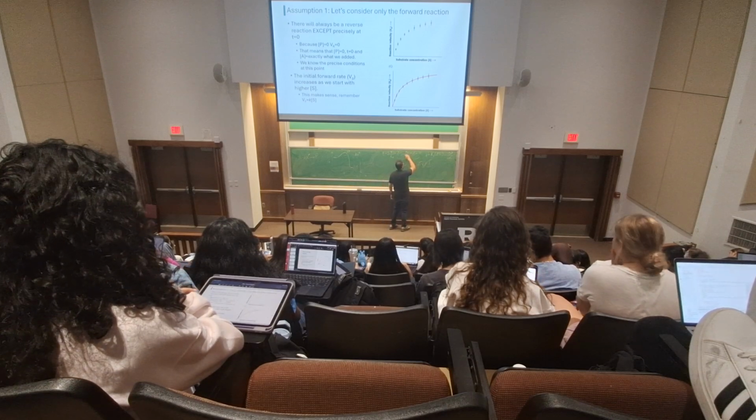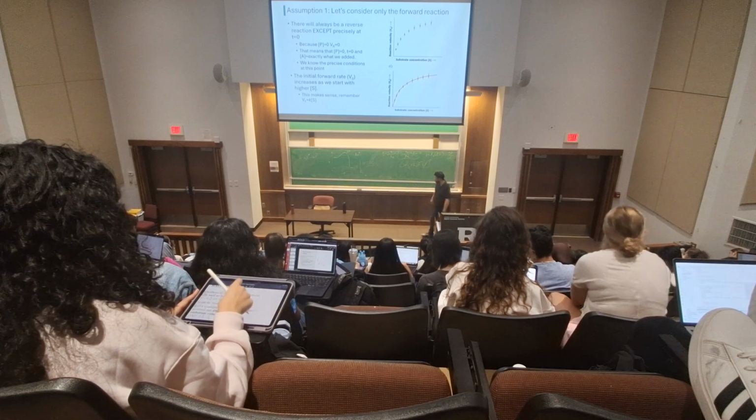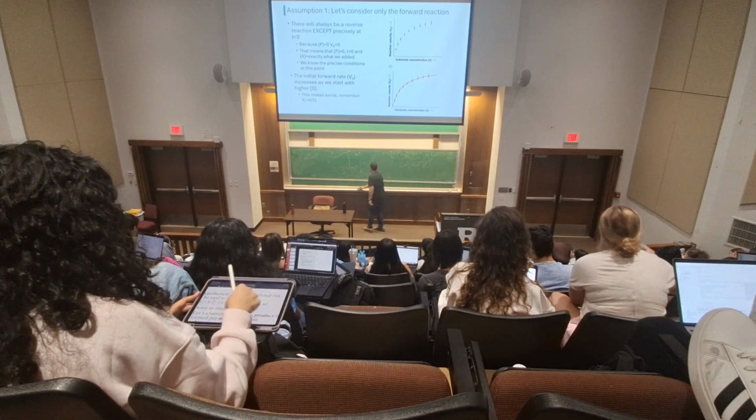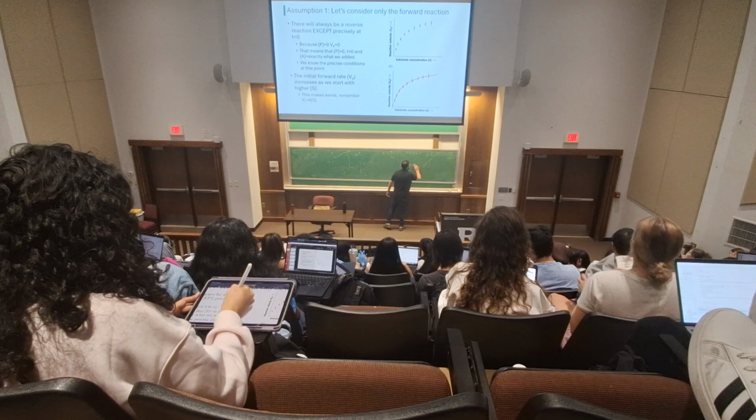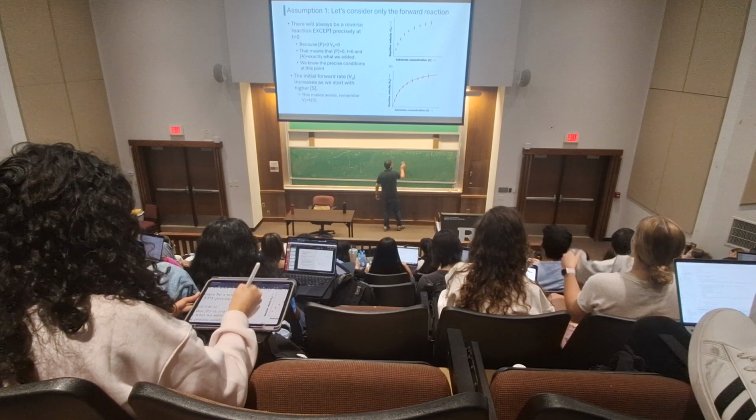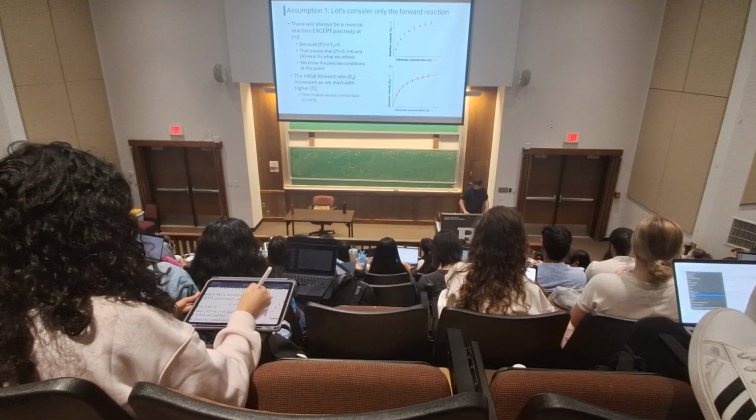So we can ignore K minus 2 completely. So when we're looking at kinetics, we can ignore K minus 2 completely because there is no product initially. So no product being formed initially.